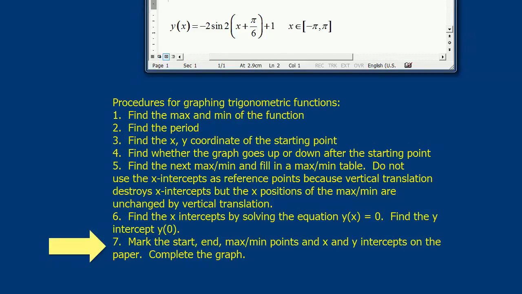The next thing to do is to mark the start, end, maximum, minimum, and the xy intercept points on the paper.